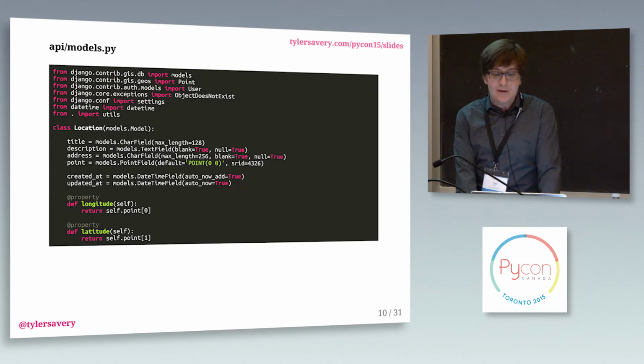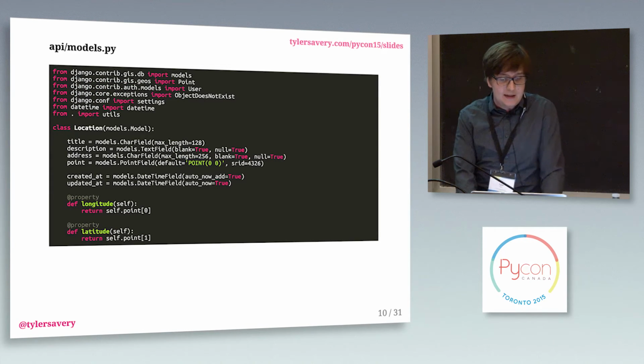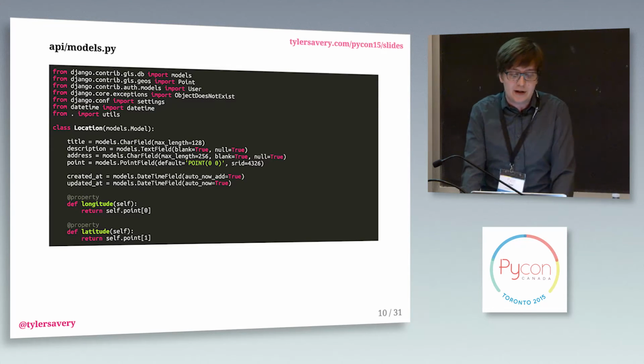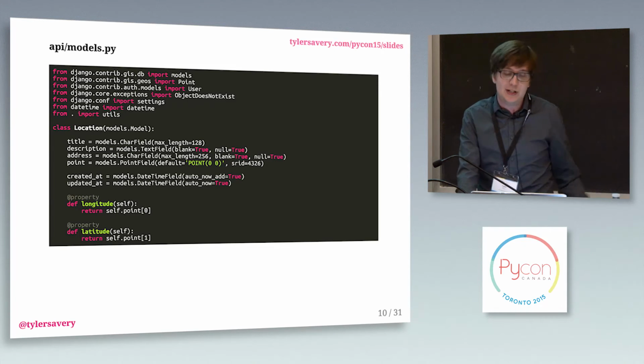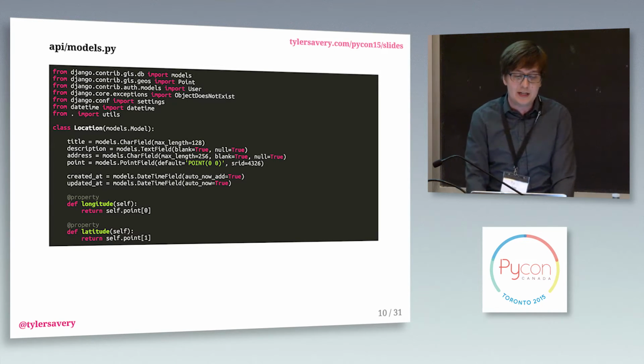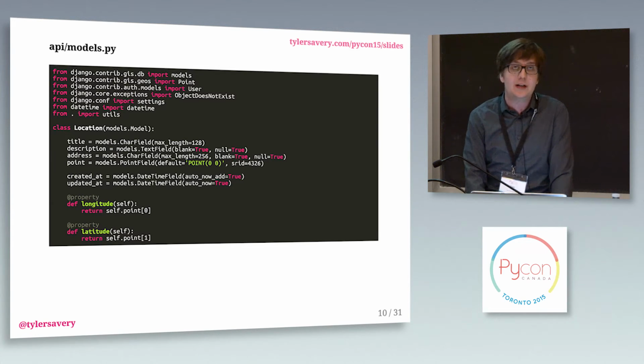Sweet. We have a model here, and the model is called location. You can call it map pin, you could call it whatever you want. We're calling it location. Has some basic stuff, a title, a description, whatever. The key piece of the model is this thing called point, which is actually a point field built into GeoDjango. And it basically stores a latitude and a longitude.